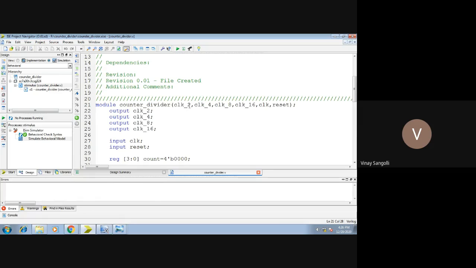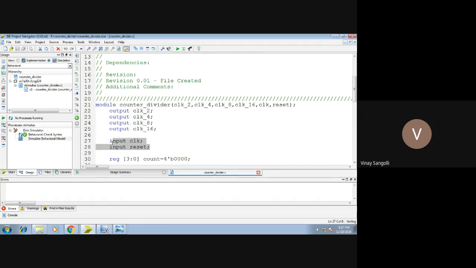So how many outputs do we have? First one, clock divided by 2. Next ones, clock divided by 4, 8 and 16. Finally, you have 2 inputs, which are clock and reset. Okay. And so you can observe here, these are my outputs, clock divided by 2, 4, 8 and 16.